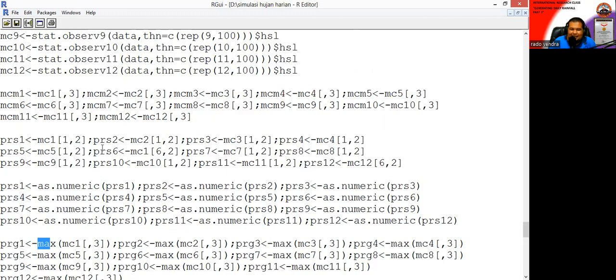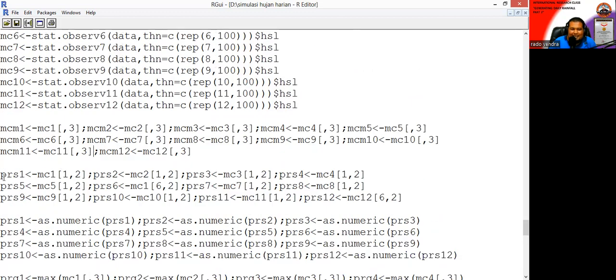And then we need the PRS1. It means we need the probability of not rainfall from the real data. We have 100 values, but all the values are the same. So we need only one representative value, which is the first line and the 2nd column.